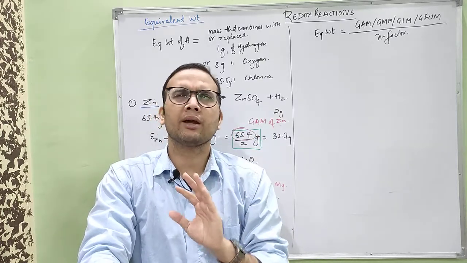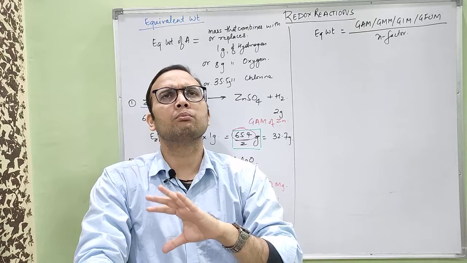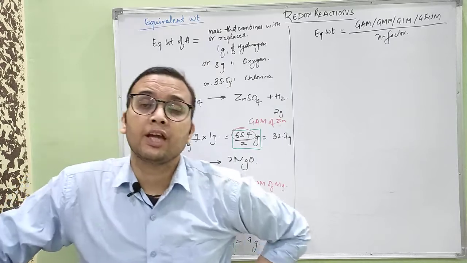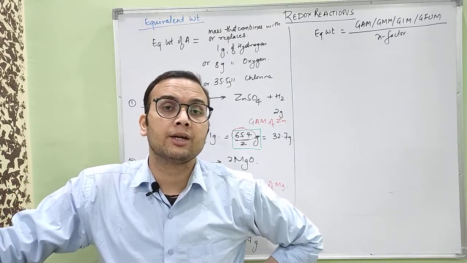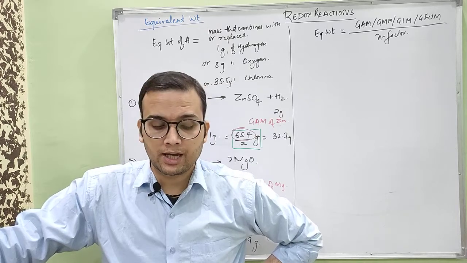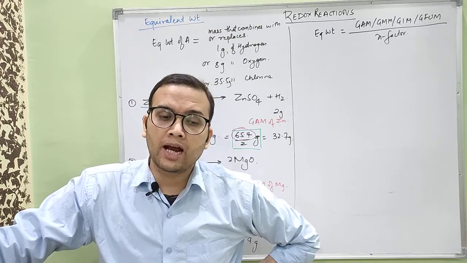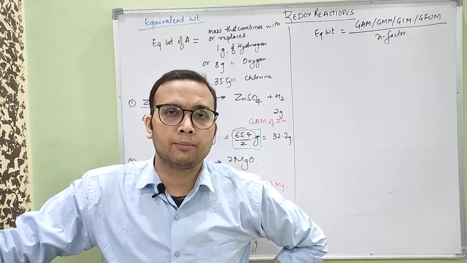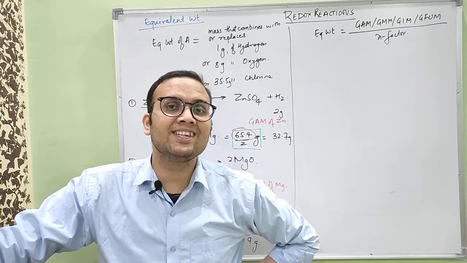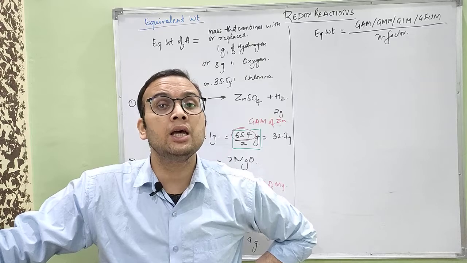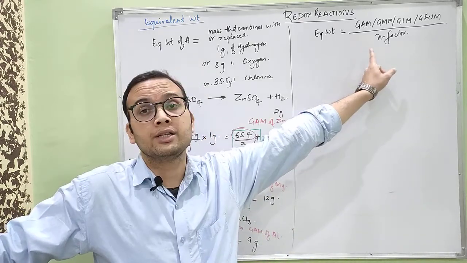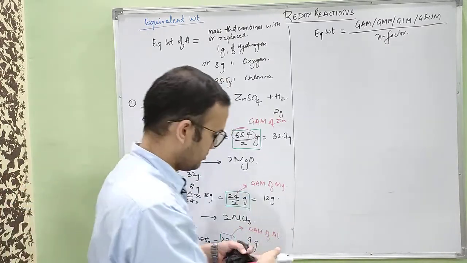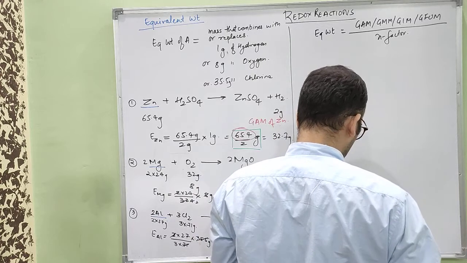It will never be, I shouldn't say it will never. Most of the times it will not be constant. So write that down. Very, very important point. Since n factor depends on the reaction or the situation the species is in, the equivalent weight is also variable. Got it? This is a very, very important point you need to remember.